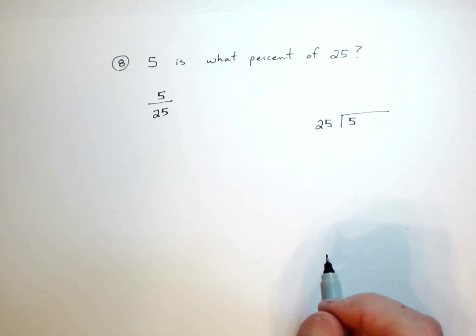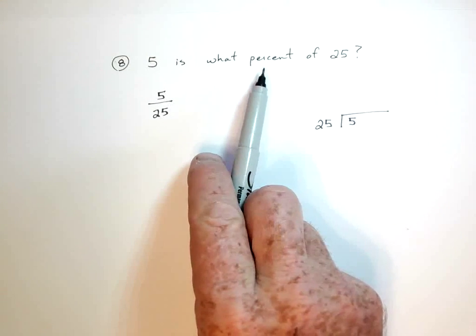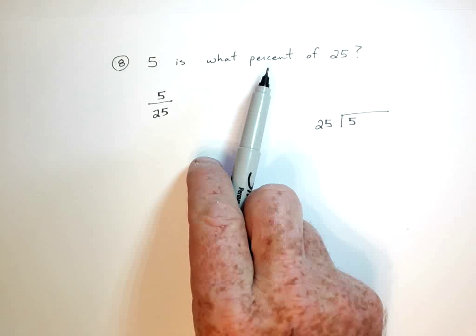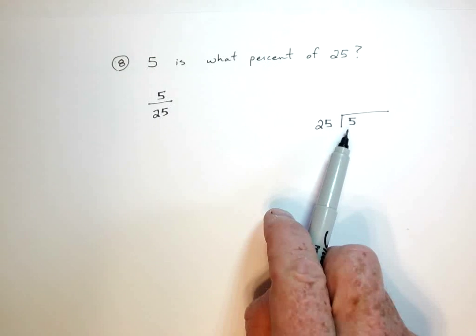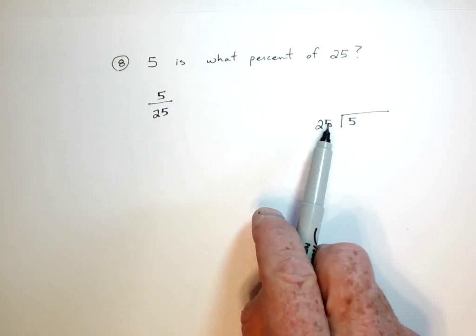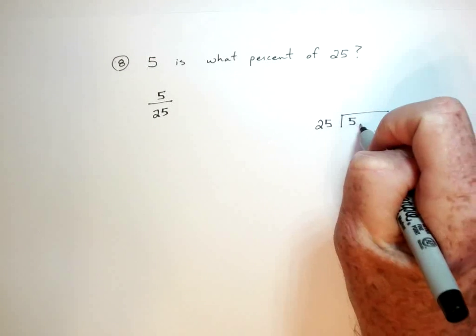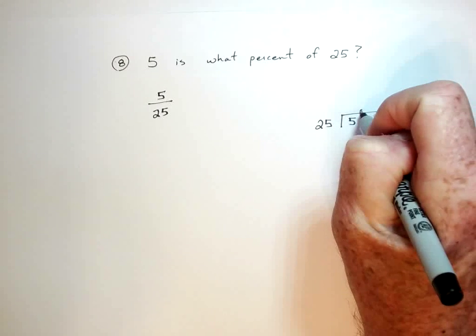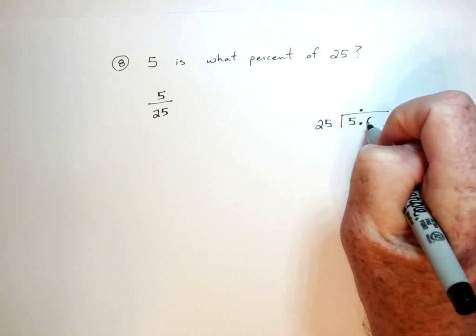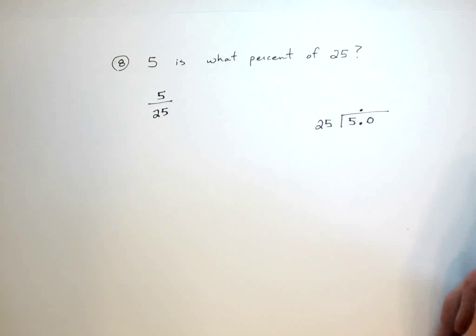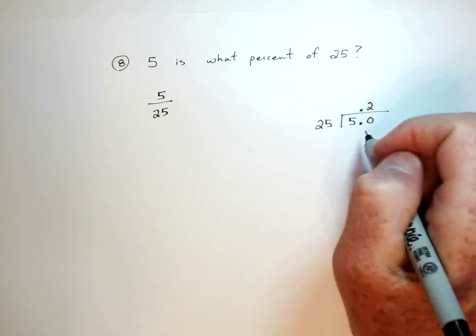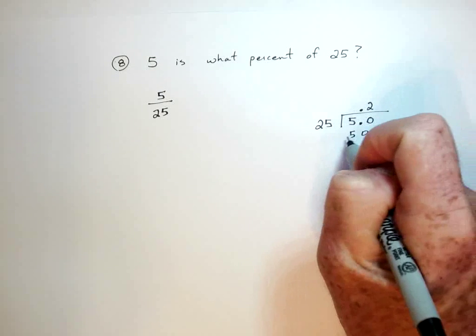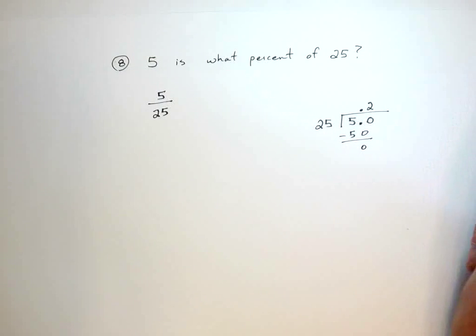And at first it's going to give us a decimal answer, and then at the end we'll change that decimal into a percent. So to complete this problem, of course, 25 will not divide into 5 just itself, so we put a decimal, and then put a 0 as a placeholder. 25 will divide into 50 exactly 2 times. And the remainder is 0, so the answer would be 0.2.